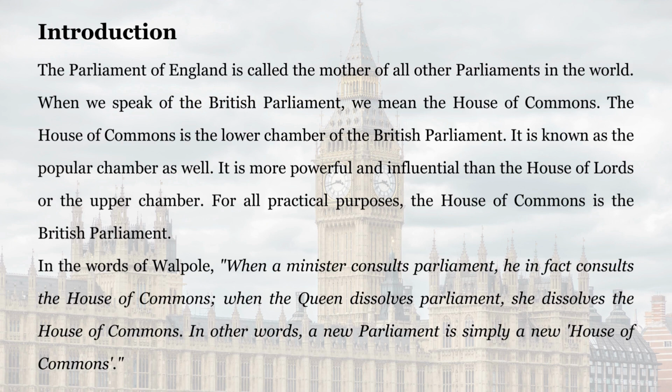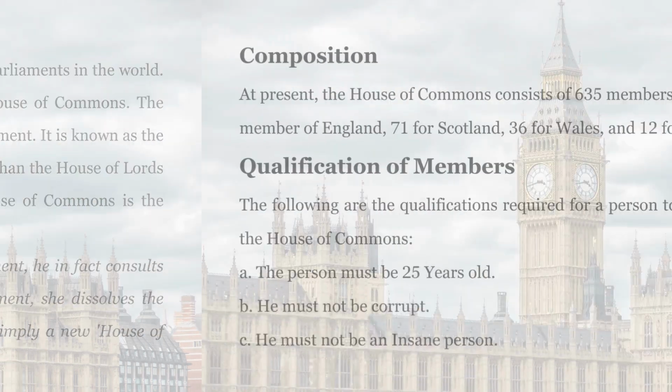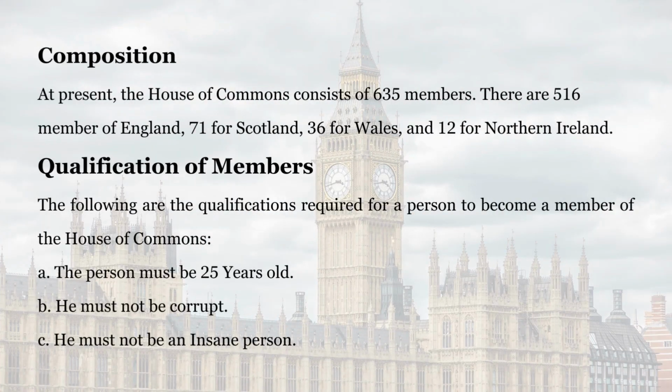In the words of Walpole, when a minister consults Parliament, he in fact consults the House of Commons. When the Queen dissolves Parliament, she dissolves the House of Commons. In other words, a new Parliament is simply a new House of Commons. Composition. At present, the House of Commons consists of 635 members. There are 516 members of England, 71 for Scotland, 36 for Wales, and 12 for Northern Ireland.